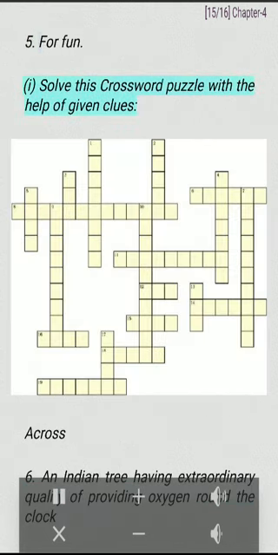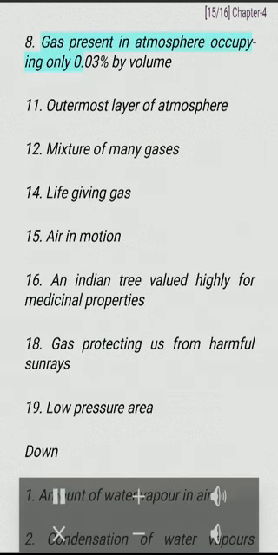5. For fun. I. Solve this crossword puzzle with the help of given clues. Across. 6. An Indian tree having extraordinary quality of providing oxygen round the clock. 8. Gas present in atmosphere occupying only 0.03% by volume. 11. Outermost layer of atmosphere. 12. Mixture of many gases. 14. Life-giving gas. 15. Air in motion. 16. An Indian tree valued highly for medicinal properties. 18. Gas protecting us from harmful sun rays.